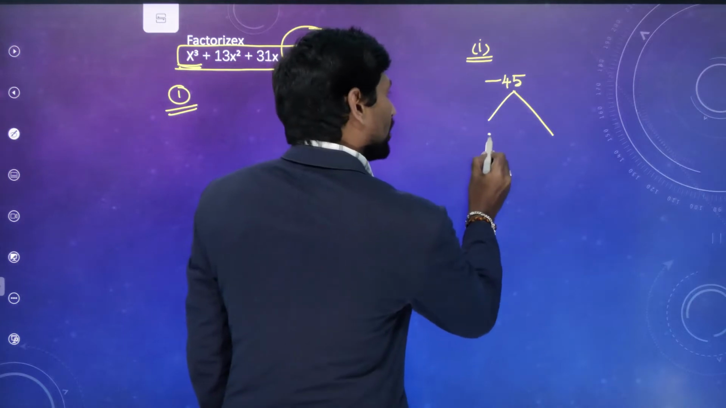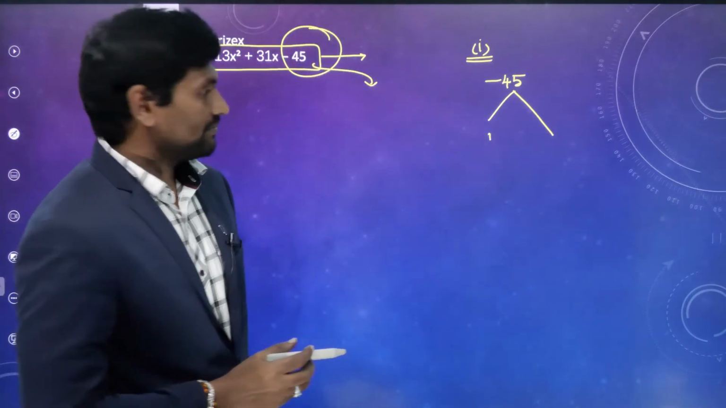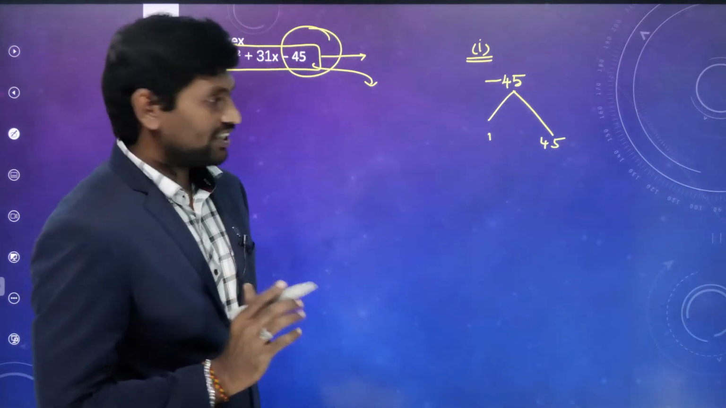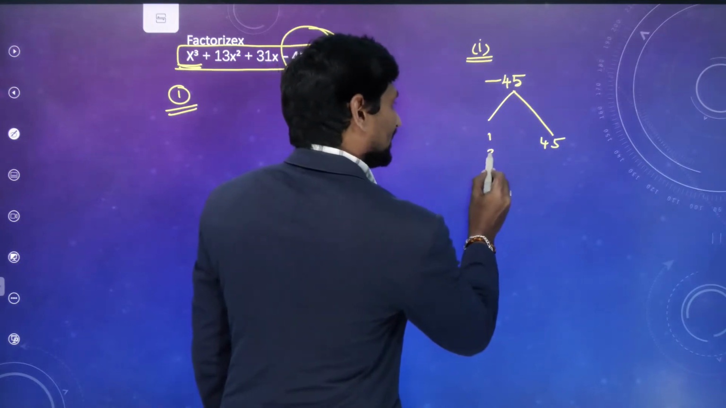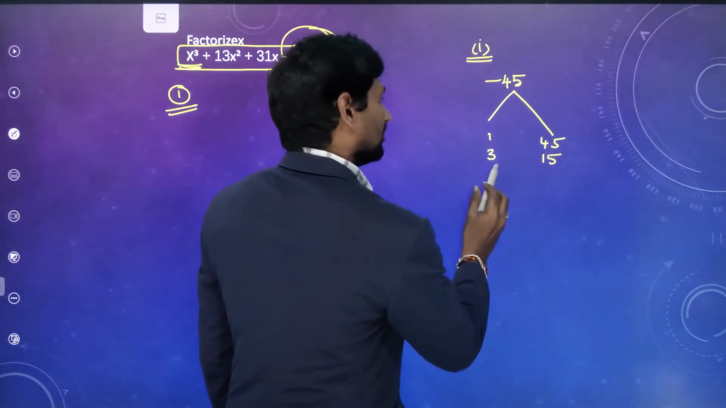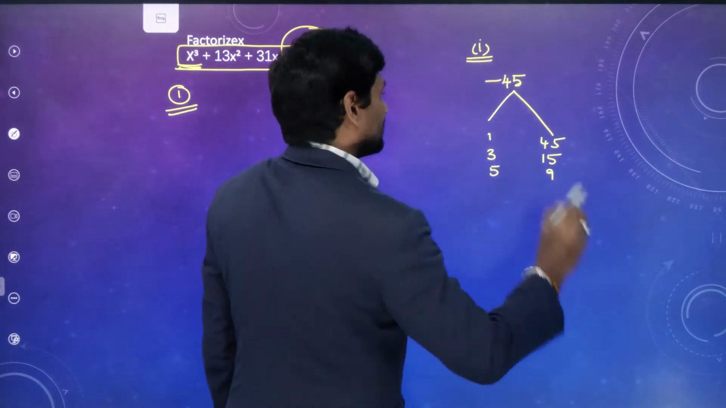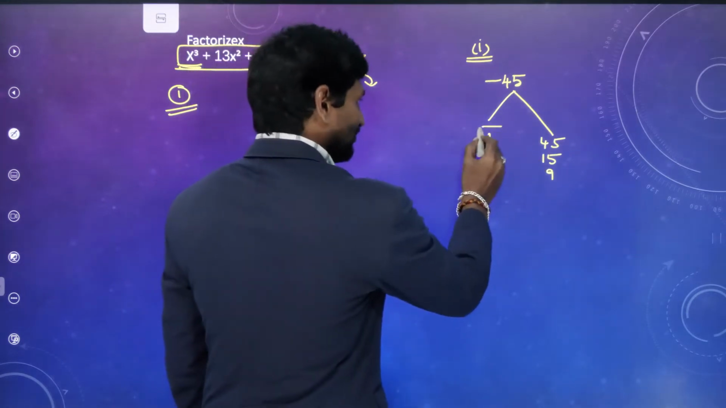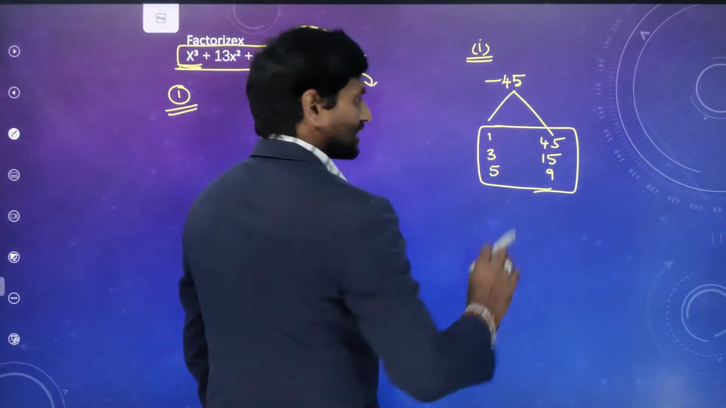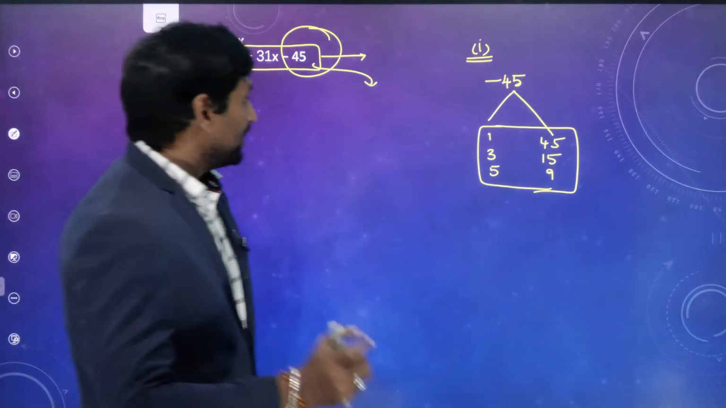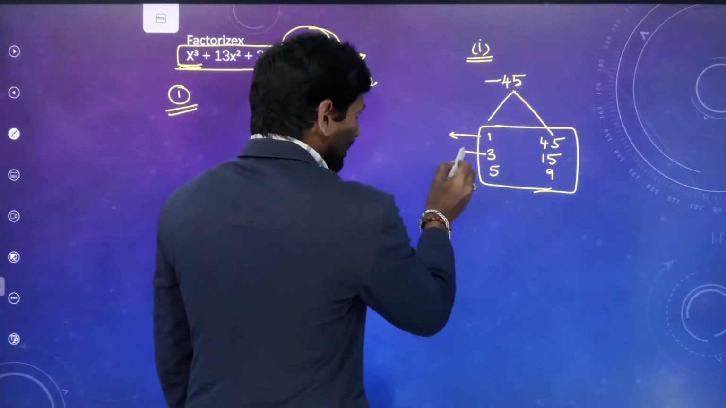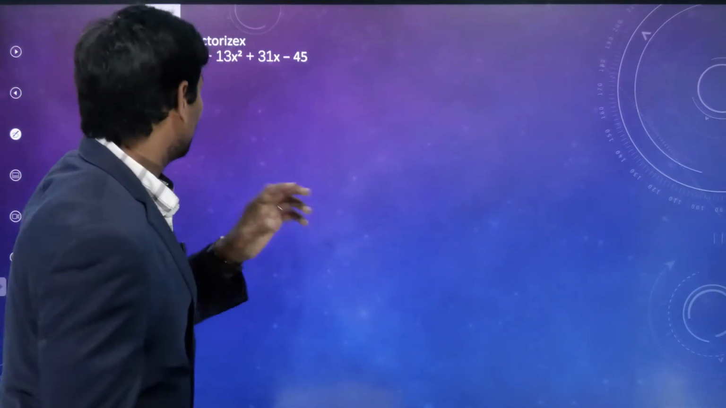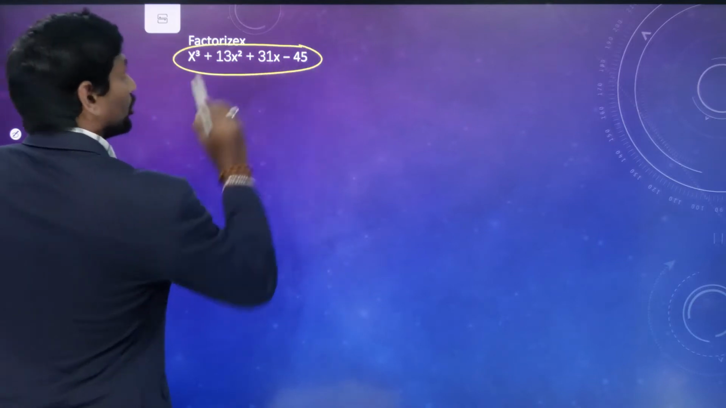1 is a factor of every number, right? So 1 into 45 is the first pair of possible factors. Next 3 15s, 5 9s. So here I am finding 6 positive factors, but we need to check each and every factor by substituting in the given polynomial. Okay, so by using the factor theorem, let us identify the factors for this cubic polynomial.